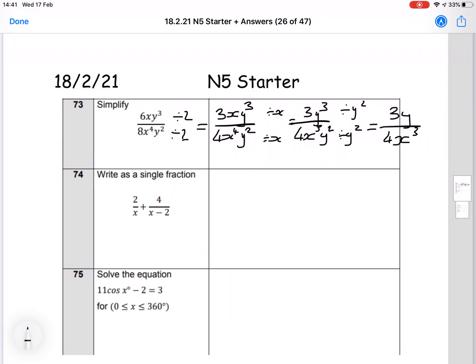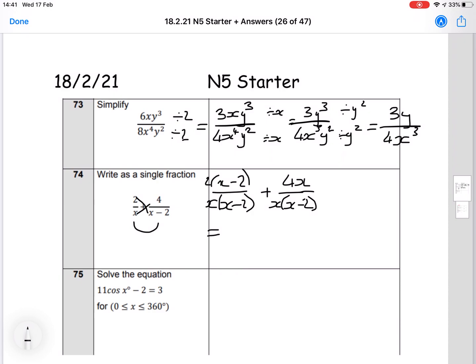Question 74, we have algebraic fractions and it's an add. So your method for adding is smile and a kiss. If we multiply the bottoms together, now remember with algebraic fractions, if you have a bracket on the bottom, you don't have to expand it out. So x bracket x minus 2 on the bottom of each one is fine. Then we'll do top left times bottom right for the cross part first. So 2 bracket x minus 2, and then the other two multiplied, 4 times x, just 4x I'm going to write.